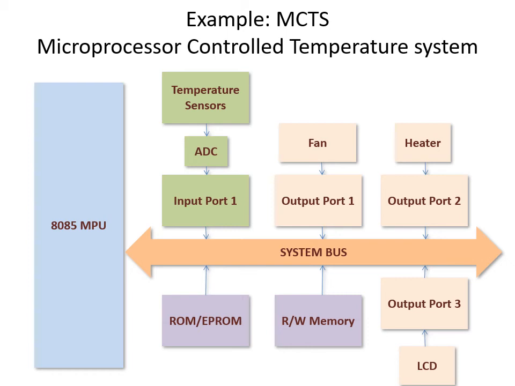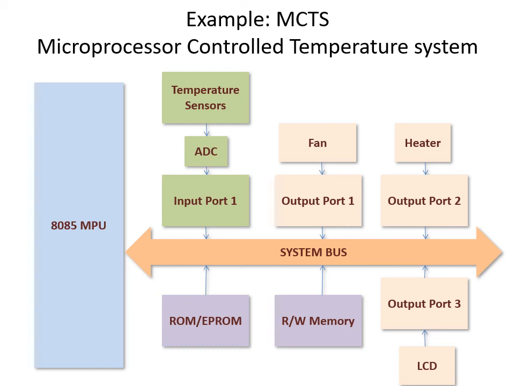Okay, so you have an MPU, an 8085 MPU, and you have an input device, which is a temperature sensor. This temperature sensor is connected to an input port, which is basically a latch. The temperature sensor is connected to the input port using an ADC. We'll see what an ADC is. You have three output devices connected through three output ports. The output ports are basically latches used to connect a device with the MPU. The output devices used here are the fan, the heater, and an LCD for displaying the temperature. You also have the memory, the ROM, as well as the read-write memory, also known as RAM. And these connections are done through the system bus.